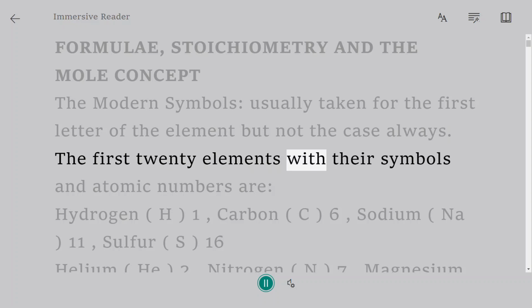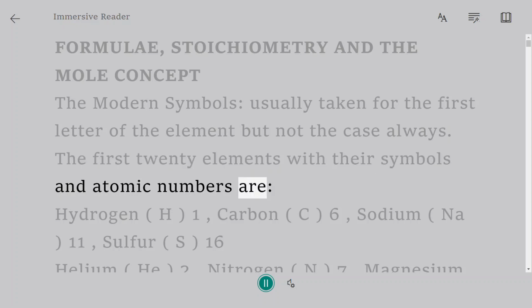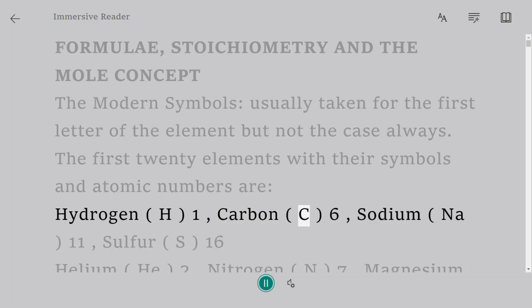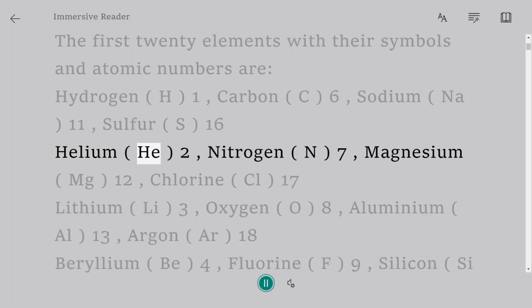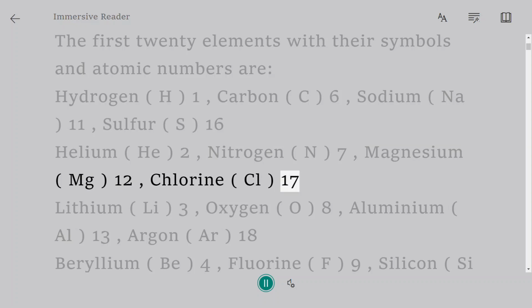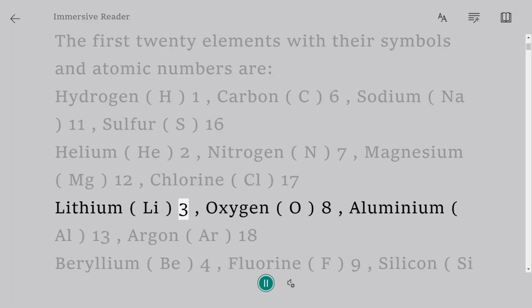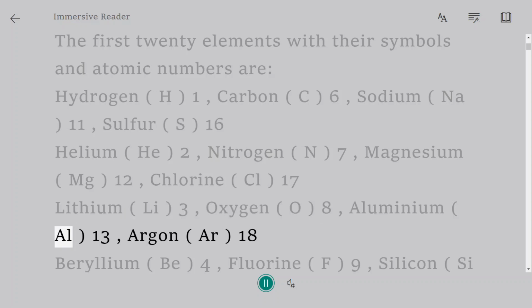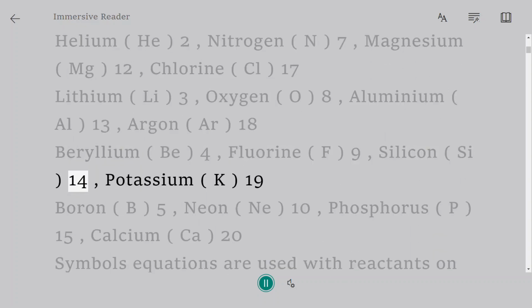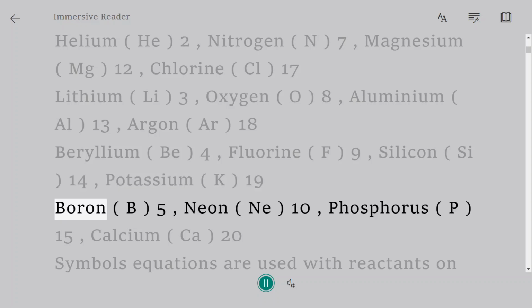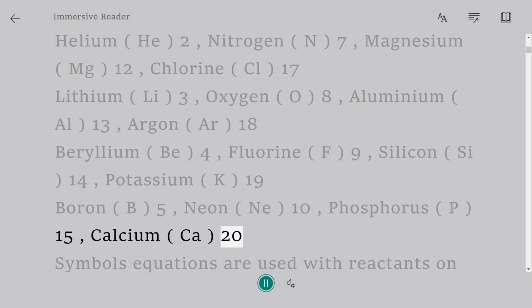The first 20 elements with their symbols and atomic numbers are hydrogen, H, 1; carbon, C, 6; sodium, Na, 11; sulfur, S, 16. Helium, He, 2; nitrogen, N, 7; magnesium, Mg, 12; chlorine, Cl, 17. Lithium, Li, 3; oxygen, O, 8; aluminium, Al, 13; argon, Ar, 18. Beryllium, Be, 4; fluorine, F, 9; silicon, Si, 14; potassium, K, 19. Boron, B, 5; neon, Ne, 10; phosphorus, P, 15; calcium, Ca, 20.